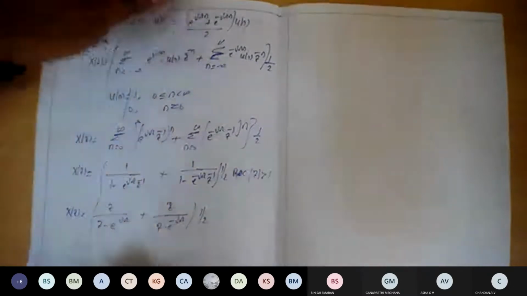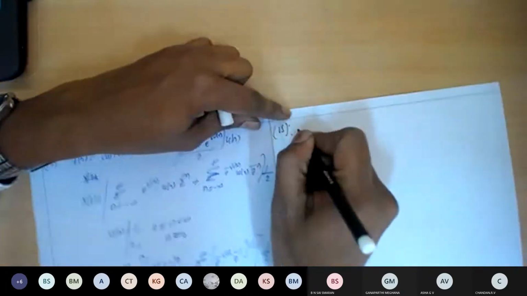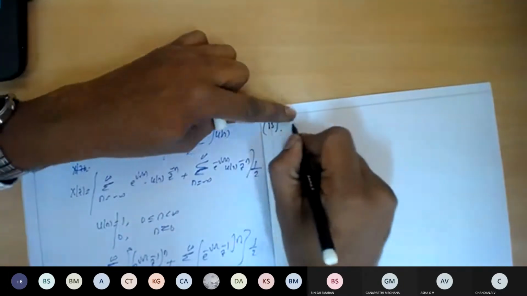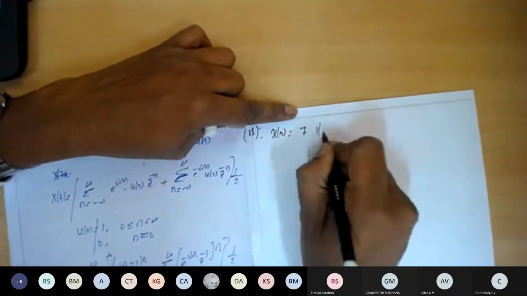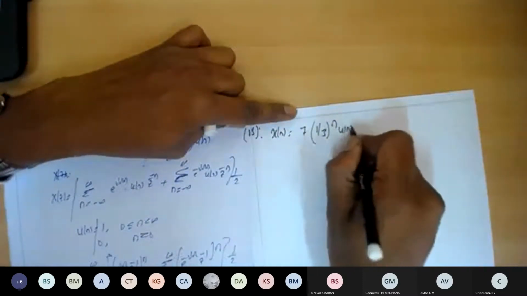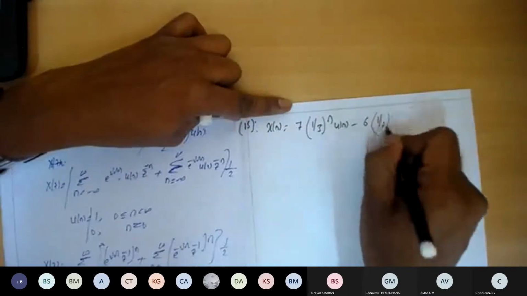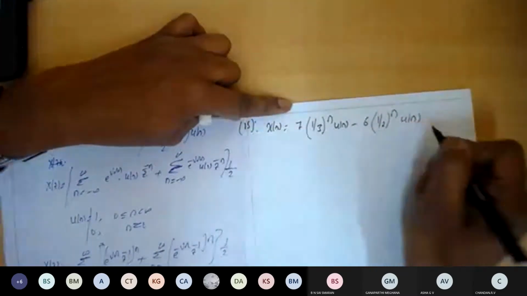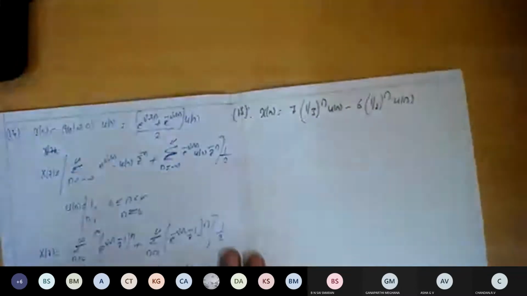So we are finding the Z transform. Take problem number 15. Take x of n is equal to 7 into 1 by 3 to the power of n into u of n minus 6 into 1 by 2 to the power of n into u of n. So we need to find the Z transform of this one.